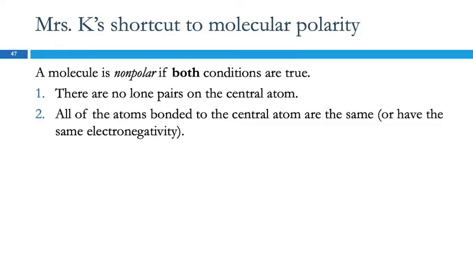I'll jump ahead to my shortcut. This works almost all the time. It's not perfect, but it works a lot, and it's so much easier than thinking about adding vectors. So a molecule will be nonpolar if both of these things are true. There are no lone pairs on the central atom, and all the atoms bonded to the central atom are the same or have the same electronegativity.